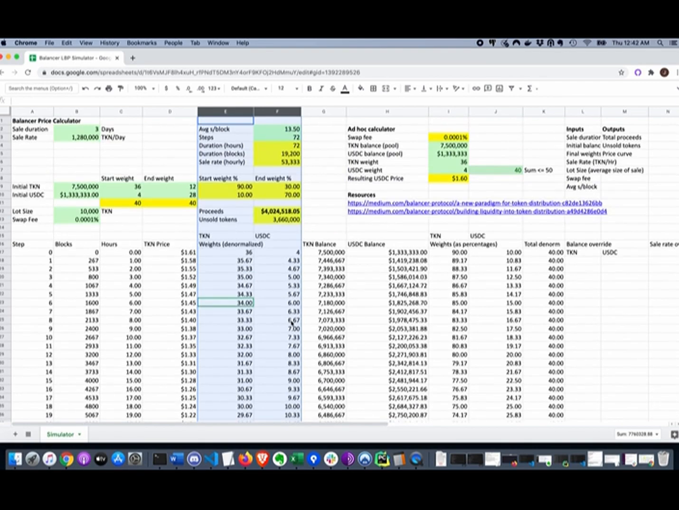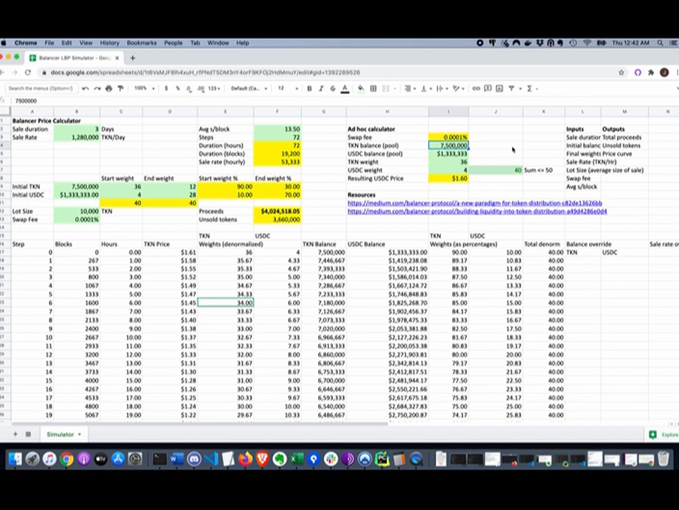Okay, so now recall that the price is derived from both the weights and the balances. You can control at least the initial price since you create the pool with initial balances and weights. The easiest way to come up with a starting point is using the ad hoc calculator here, where you just give it balances and weights and it calculates the price. So say you want to sell 5 million tokens for around $1.